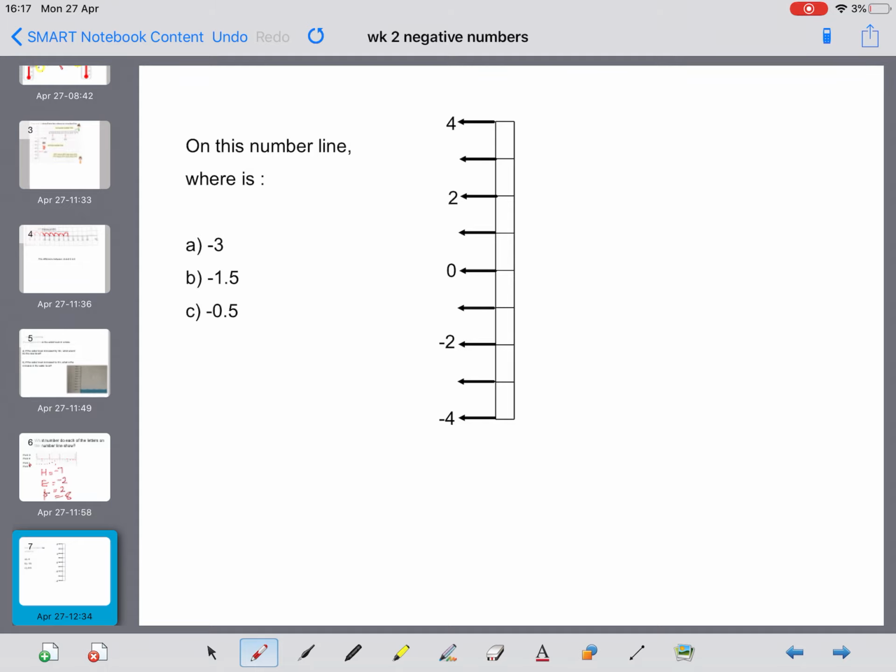Okay, and on this number line again, pause it, just have a look where you think these are. Okay, so it's -3 there, between -2 and -4. That one's -1, so -1.5. You need to decide whether it's there or there. And because -1.5 is between -1 and -2, your -1.5 is going to be here. And then -0.5 is between 0 and -1, so it's going to be about there. Hopefully you got that okay.